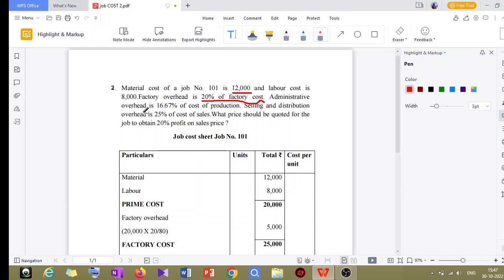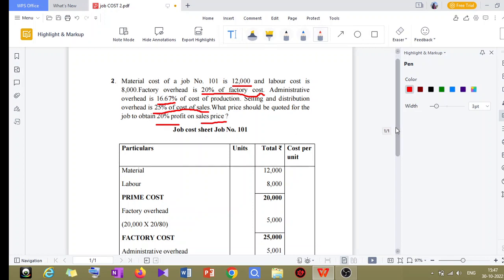Then administrative overhead is 16.67% of cost of production. So here also administrative overhead cost is not given. You have to calculate the percentage on cost of production. Then selling and distribution overhead is 25% of cost of sales. What price should be quoted for the job to obtain 20% profit on sales price? Okay, so I'll explain now when we solve this.